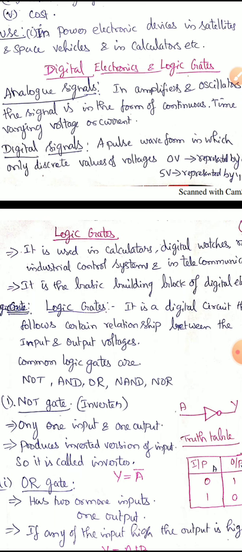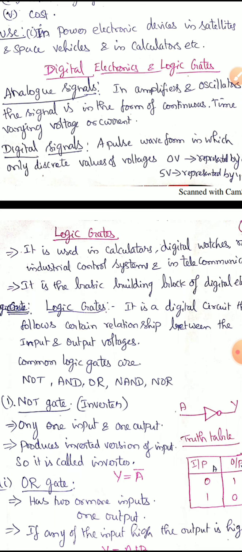If it is a digital signal, it is a pulse waveform. That is, we have only two different values: one is 0 and another one is 5 volt. 0 volt is represented by 0 and 5 volt is represented by 1. We have only two discrete values, 0 and 1. It is not a continuous flow of signal. Okay. So, it is called digital signals.